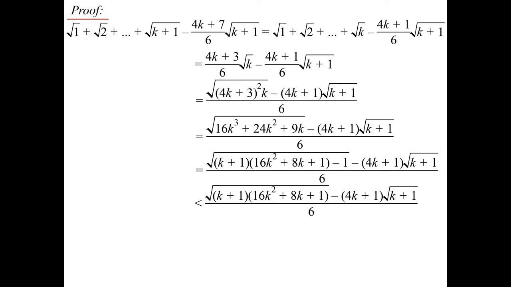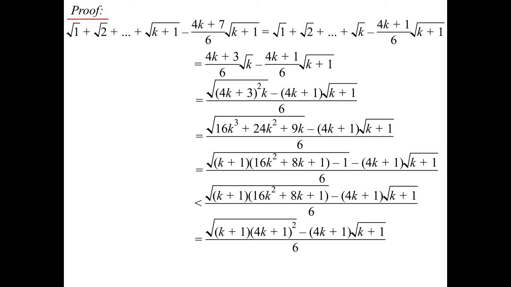I've now got my root k plus 1, and nicely the second factor, is that a perfect square? I think it is, isn't it? Yes, it is. It's 4k plus 1 squared. So I can now factorise that to be 4k plus 1 root k plus 1 minus 4k plus 1 root k plus 1, which is equal to 0.